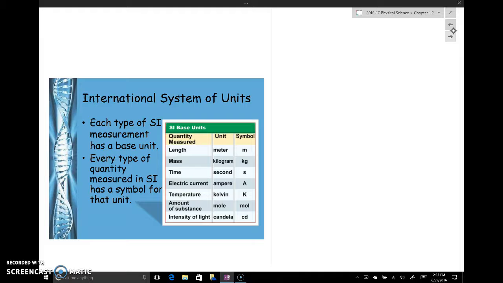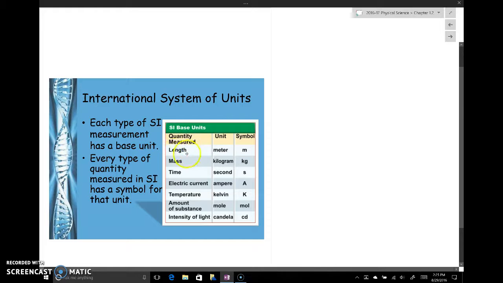So here's a chart of units. The standard unit of length is the meter. The standard unit of mass is the kilogram. The standard unit of time is the second. The standard unit of electric current is the ampere. And these are the symbols that we would use for the shorthand of that. The standard unit for temperature is Kelvin. The standard unit for the amount of a substance is the mole, and we're going to use that a lot in chemistry. And the standard unit for the intensity of light is the candela.